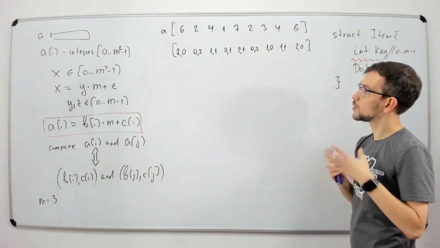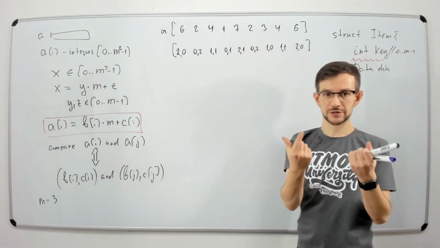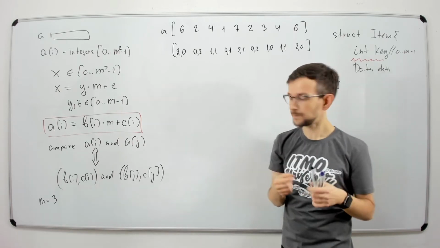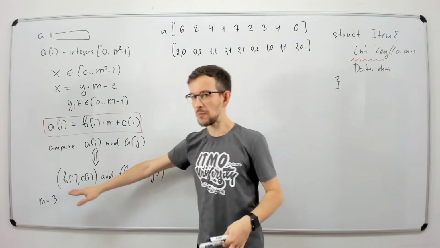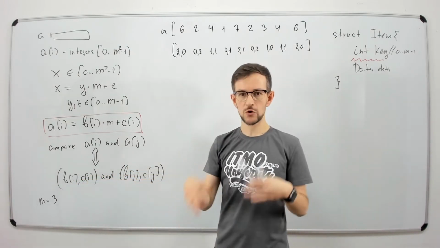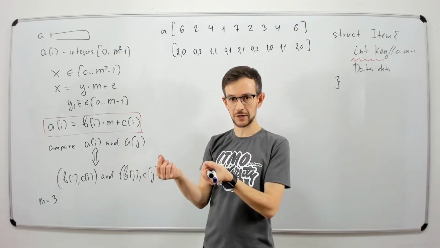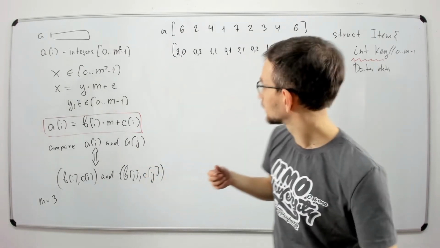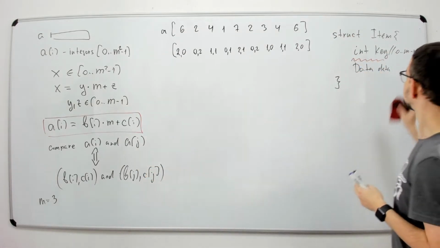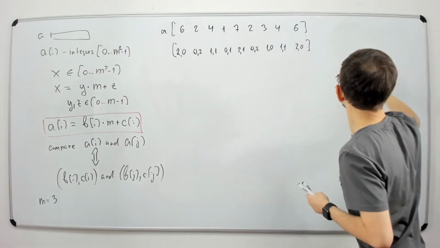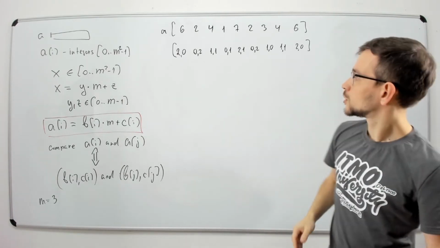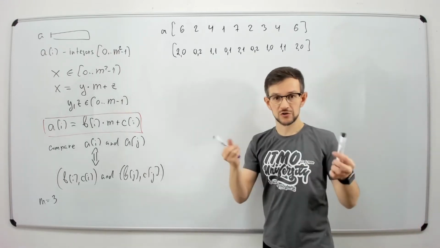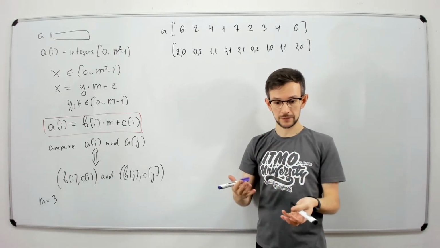Now, instead of sorting these integers, we will sort these pairs. We sort the pair by the first element and then by the second element. Again, when you compare two pairs, you compare the first element. If first elements are equal, then you compare the second elements, like usual. Good. So now, how to sort this array? We need to sort this array by the first element and then by the second element.